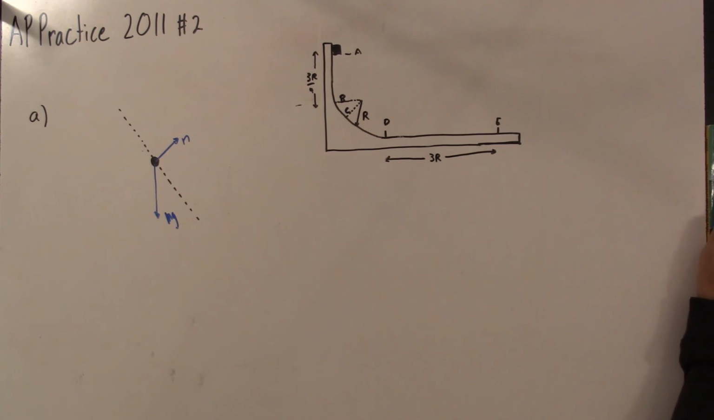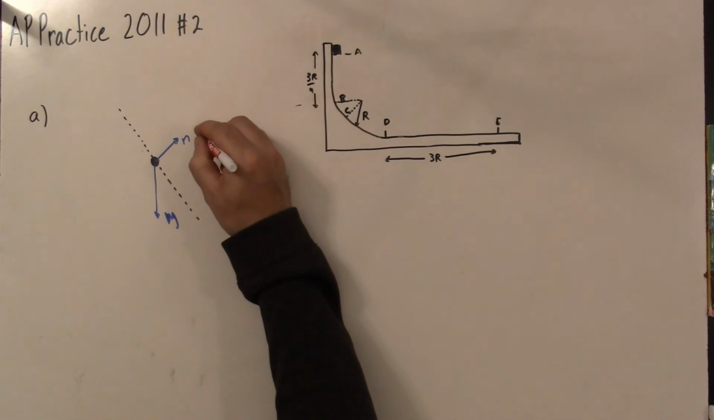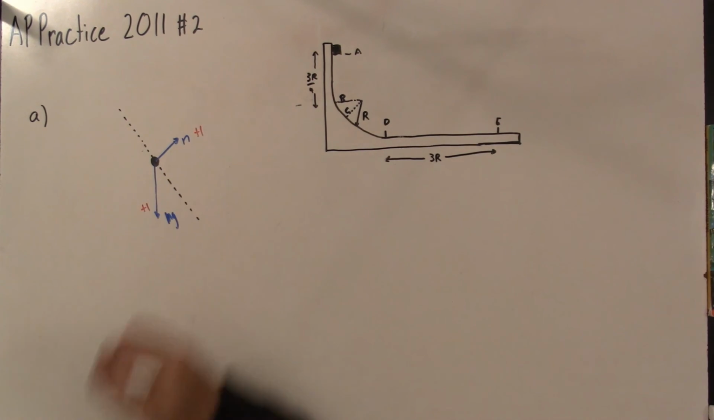Let me check the rubric. 2 points. 1 for each force. Nice and easy. +1 for this guy, +1 for this guy. All right, let's look at B.